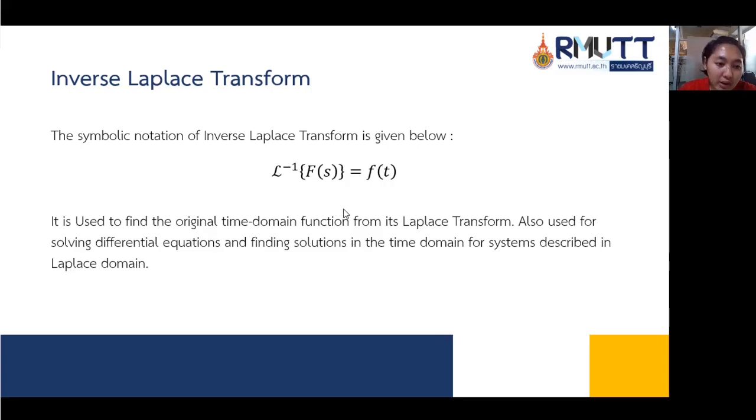The symbolic notation of inverse Laplace transform is given below. Inverse Laplace transform of F of s is equal to f of t. It is used to find the original time domain function from its Laplace transform. Also used for solving differential equations and finding solutions in the time domain for systems described in the Laplace domain.